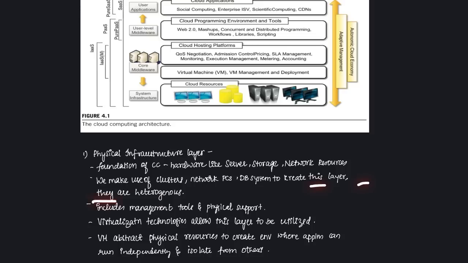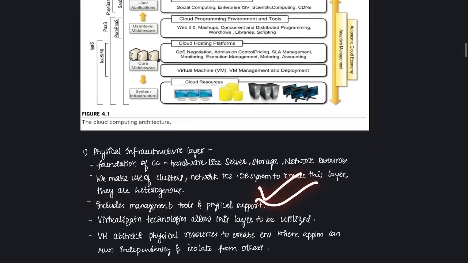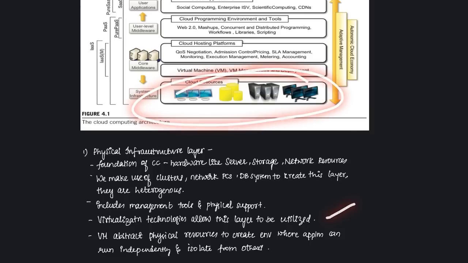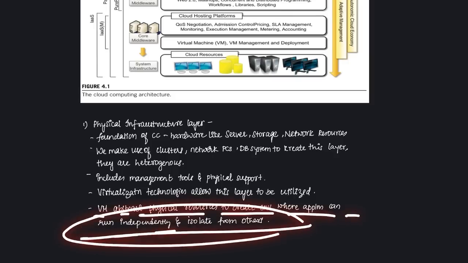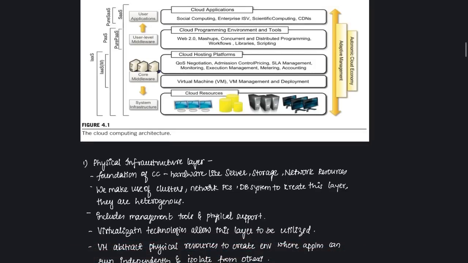They'll handle all the heterogeneous data here. Not just that, it also includes the management tools and the physical tools to provide support. They have virtualization techniques which allow this layer to be utilized. Of course, through virtualization only we'll be making use of these technologies, right? Then a virtual machine will abstract the resources to create an environment where applications can run independently and isolated from others. This is just the basic definition of virtualization and how it actually works.